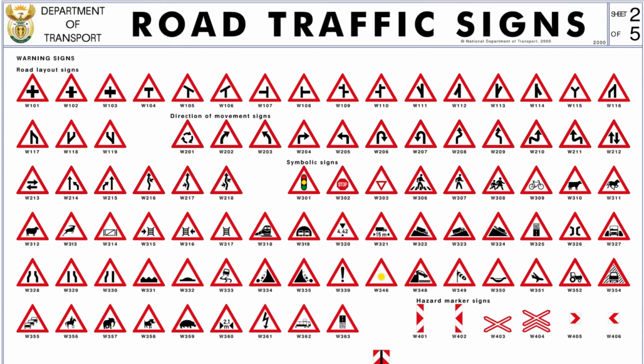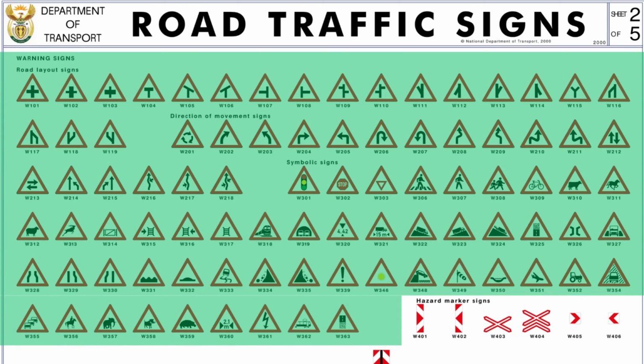Warning road signs in South Africa are those that alert drivers to potential hazards ahead that may not be immediately visible. These signs are typically diamond-shaped with a black symbol or text on a yellow background, although some of them are triangular in shape. Road layout signs are traffic signs that provide information about the layout of the road ahead.